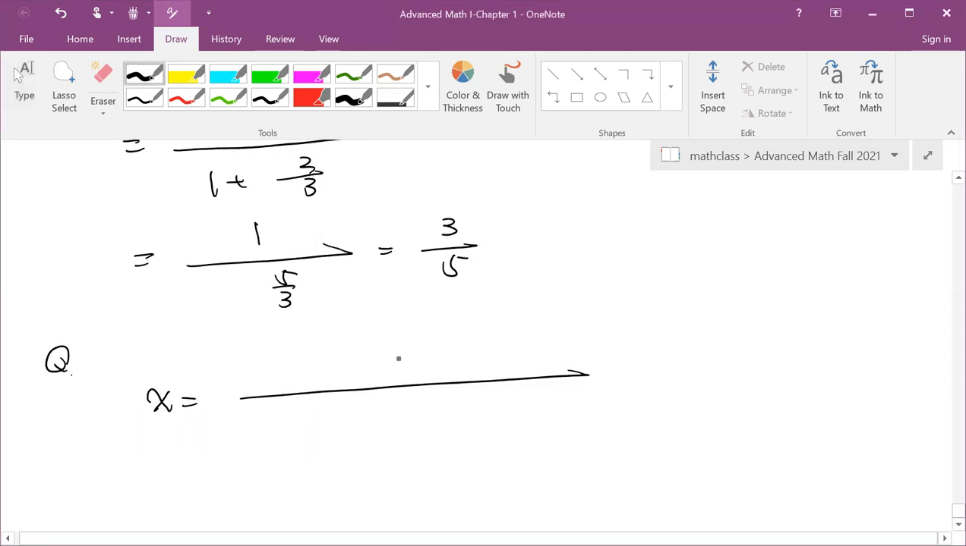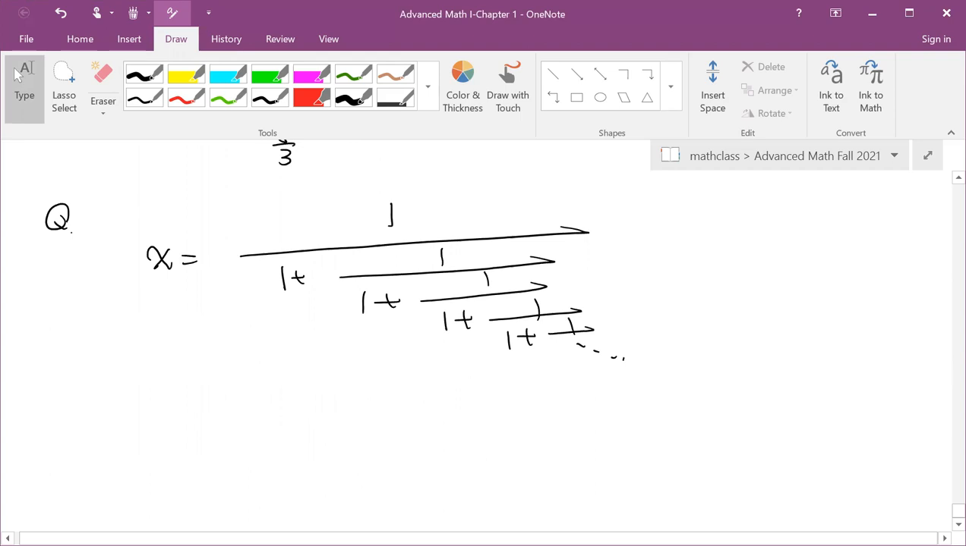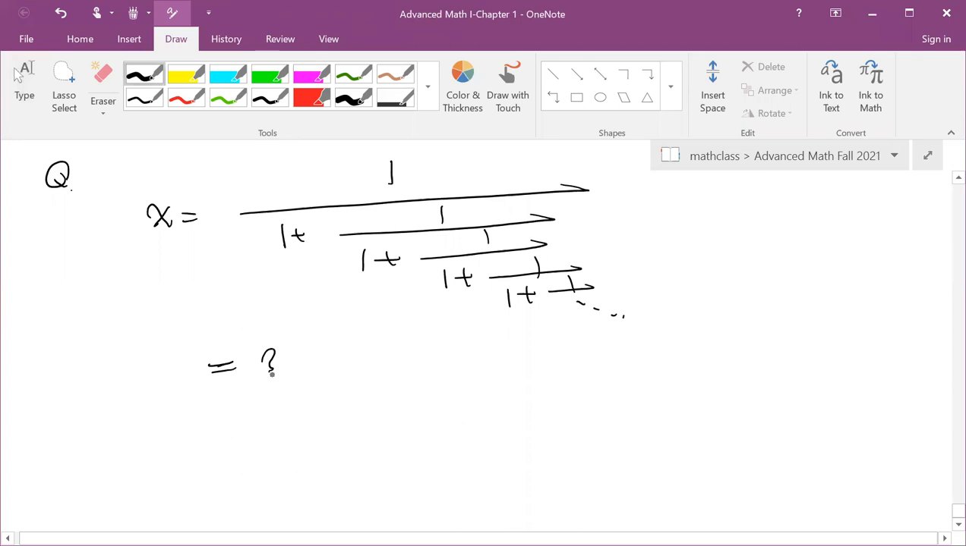X equals 1 plus 1 over 1 plus 1 over 1 plus 1 over 1 plus, and keep it going forever. How many layers are there? Infinitely many layers. Assuming you have billions of layers, what number does x approximate? So this is equal to what? That's our question.